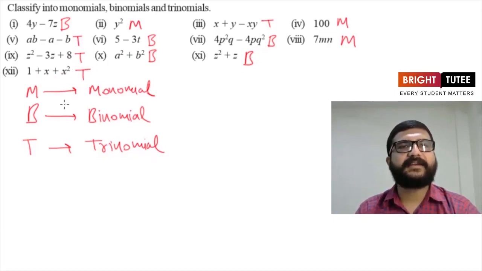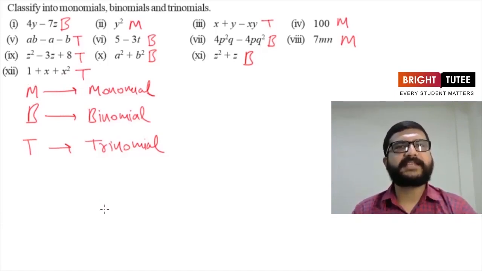So on the basis of the number of terms an expression is having, we can classify them as monomial, binomial or trinomial. Monomial means one term, binomial means two terms, and trinomial means three terms, and terms should be unlike.